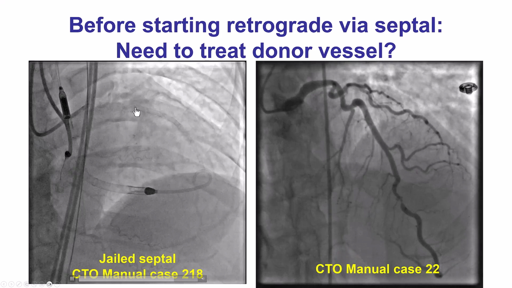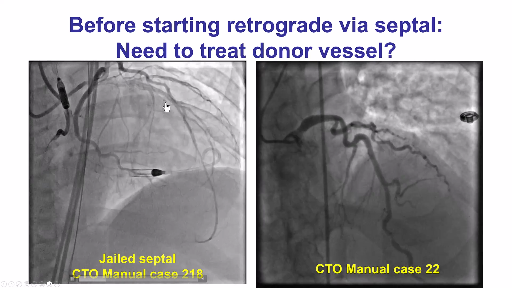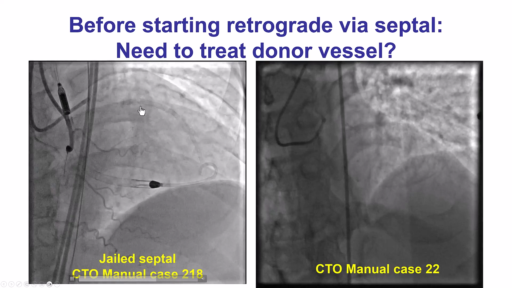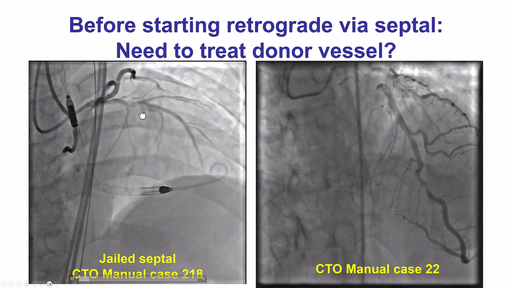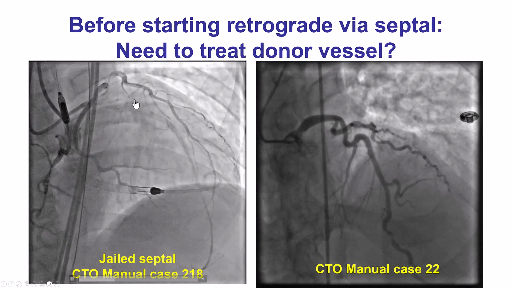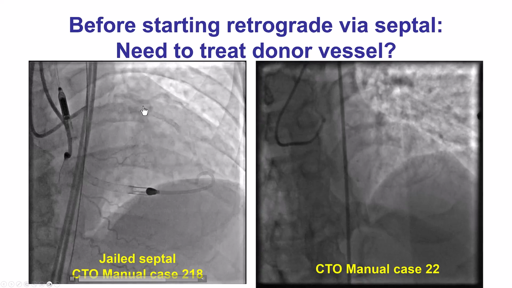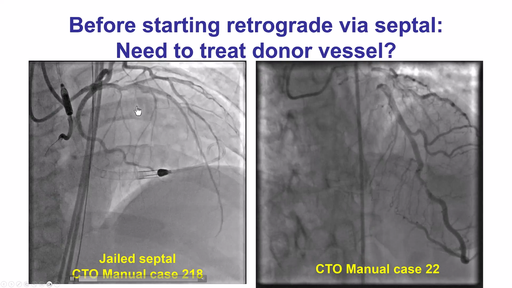Also, if you have a previous stent that is jailing the origin of the septal branch, as for example in this patient, then it is important to perform balloon angioplasty with a small balloon, usually 1.5 or 2.0 millimeters, of the origin of the septal to facilitate advancement of equipment inside the septal and reduce the risk of having entrapment of equipment inside the septal.